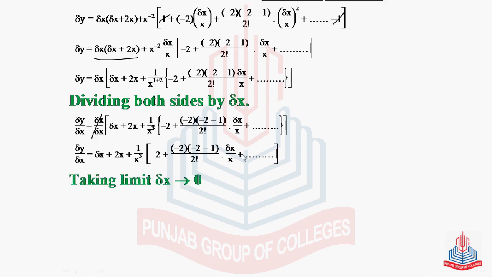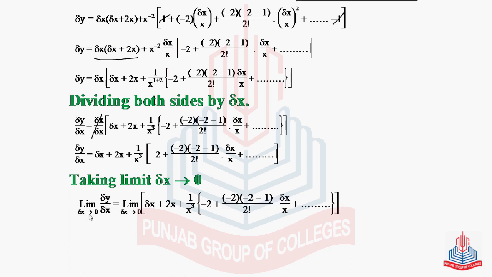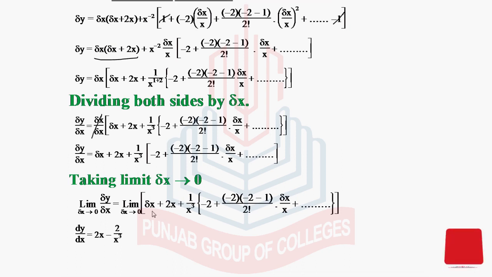Now taking limit on both sides, delta x approaches 0, delta y by delta x is equal to limit delta x approaches 0 on the right hand side. So the left hand side will become dy by dx, and when we apply limit delta x approaches 0, this will become 0, we have this 2x. And from here all these terms except this first term will become 0 due to the presence of this delta x, and we have only minus 2. Multiplying by 1 over x cube will become minus 2 over x cube.